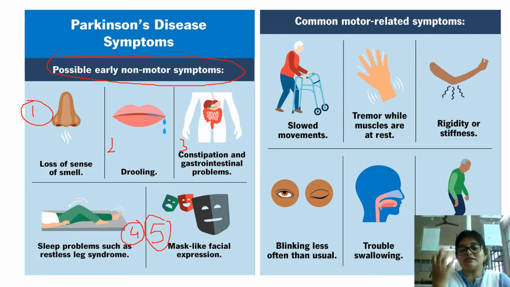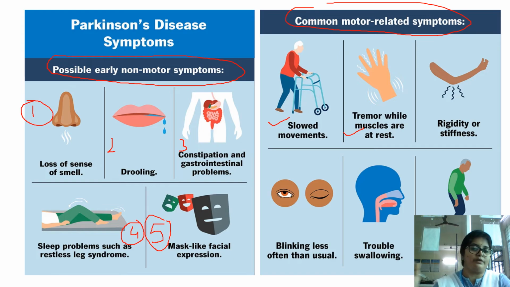We call that mask-like expressions will be there in the face. And then common motor related symptoms include slowed movements, so the person cannot move faster. Tremors while muscles are at rest, even when they are not doing work also, their muscles will be at tremor. And rigidity or stiffness, especially at the joints.